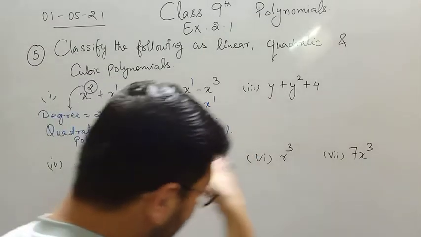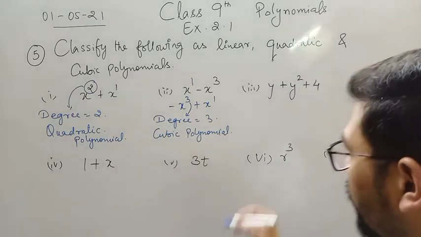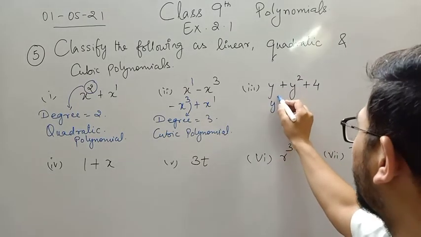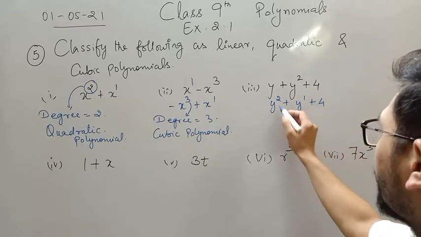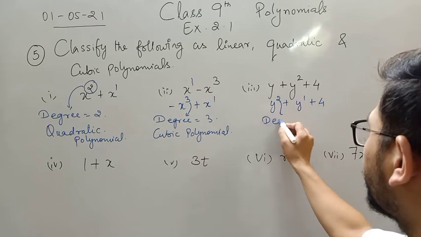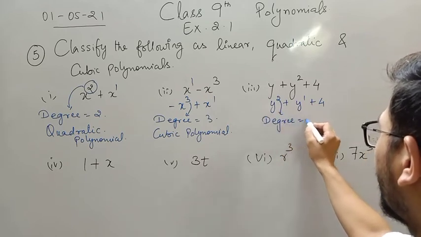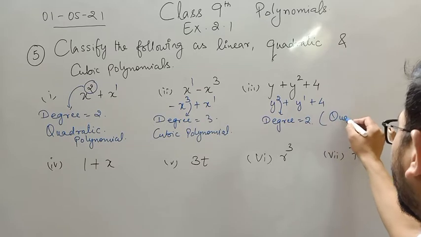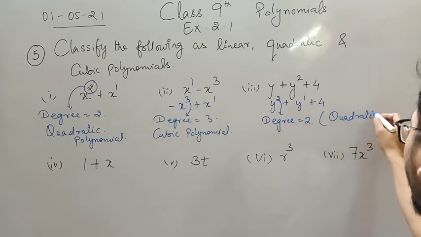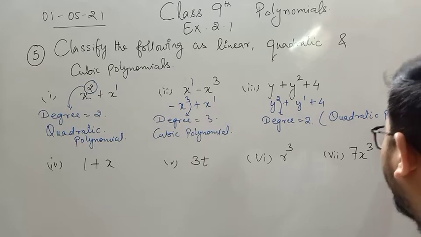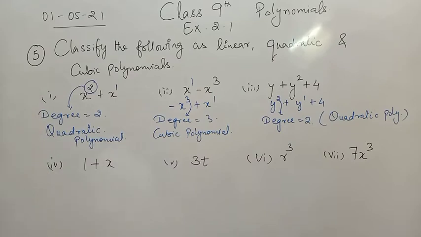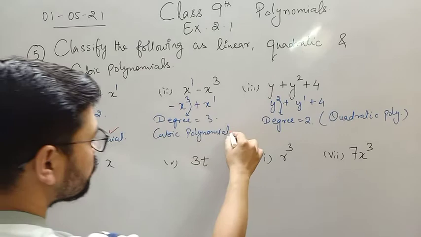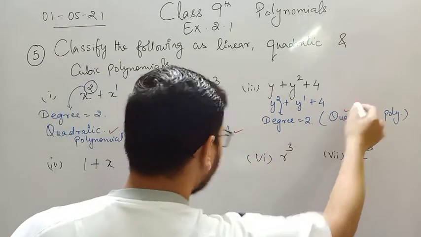Now the third is, as you all know, a quadratic polynomial, because a quadratic polynomial can be written in the form y square, y to the power 1, plus 4. So the highest degree is 2, and it is a quadratic polynomial. Any doubt? Okay. So this is a quadratic polynomial, this is a cubic polynomial, and this is again a quadratic polynomial.